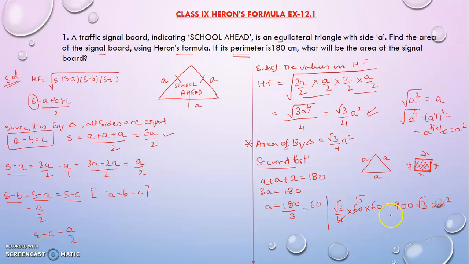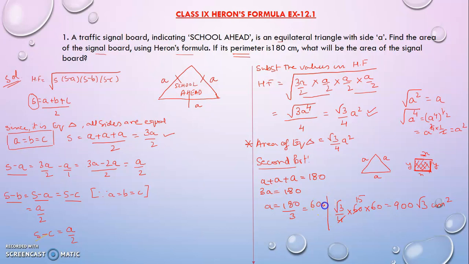Are you following, students? I'm repeating the second part. It says perimeter, it is not saying semi perimeter. Perimeter of any closed figure is the sum of the boundaries. So the side is a, and the perimeter will be a plus a plus a, so this is 3a. 3a is equal to 180. So what is the value of a? 180 divided by 3, which is equal to 60 centimeter.